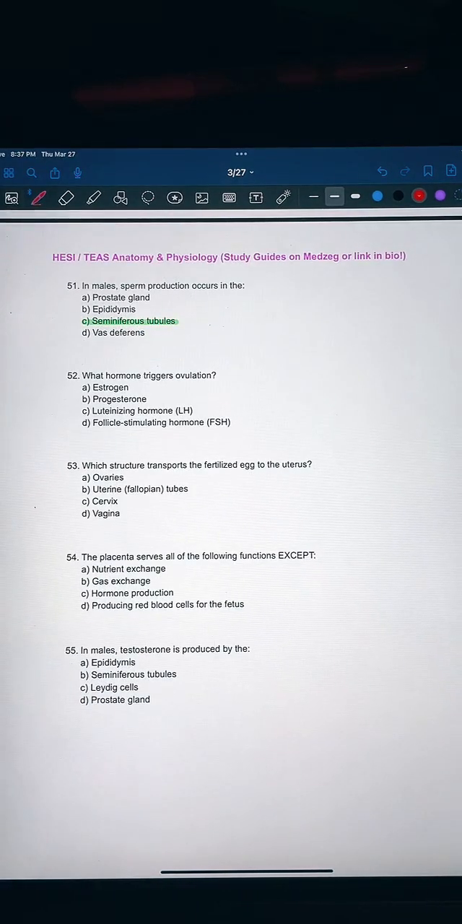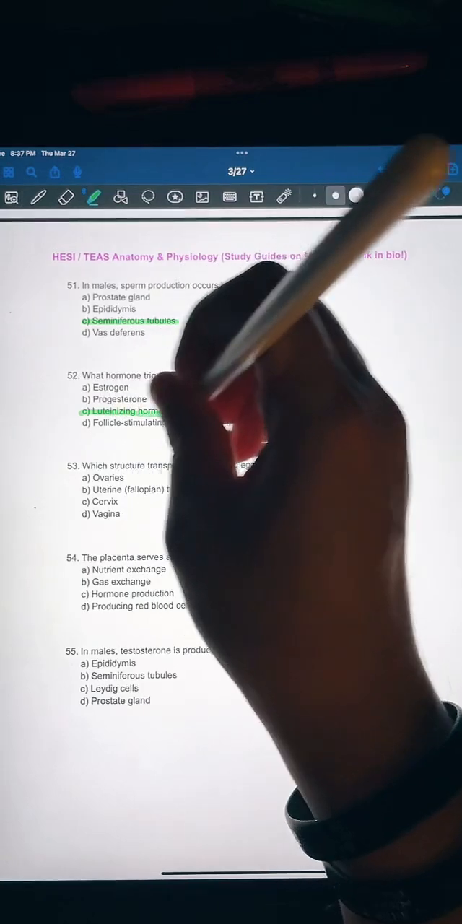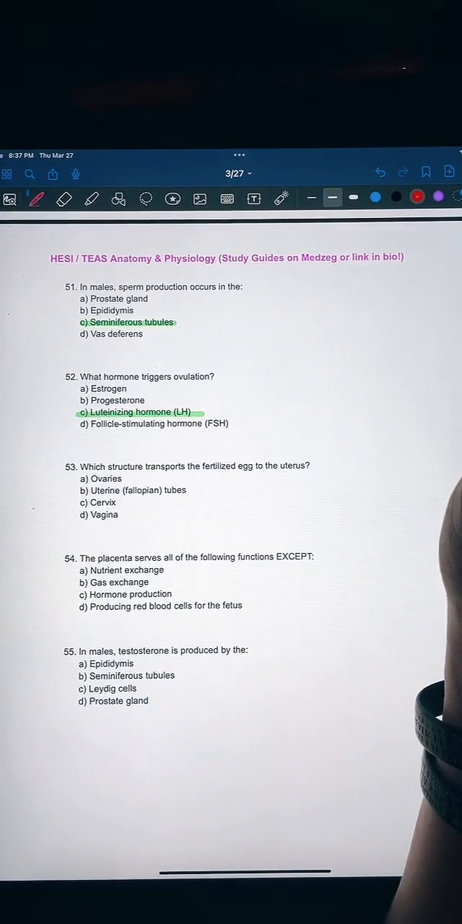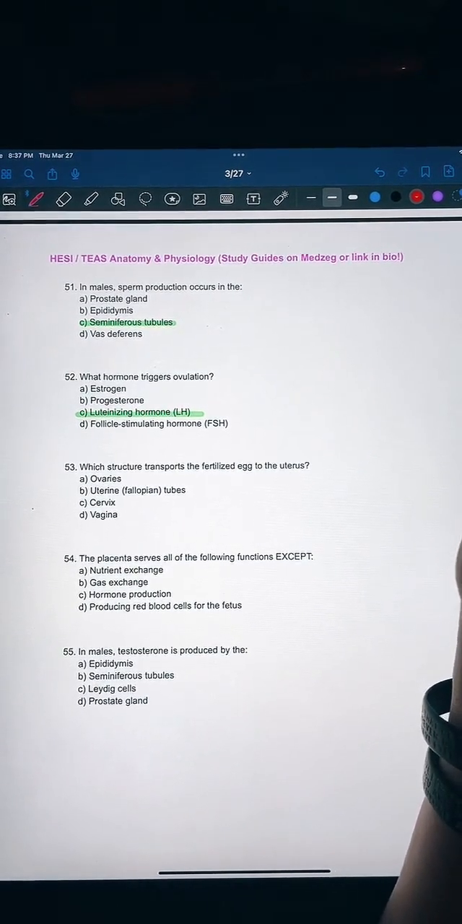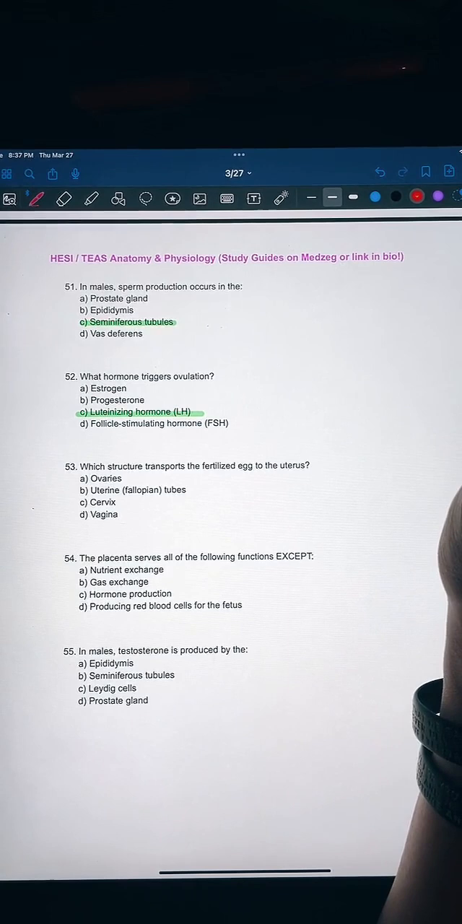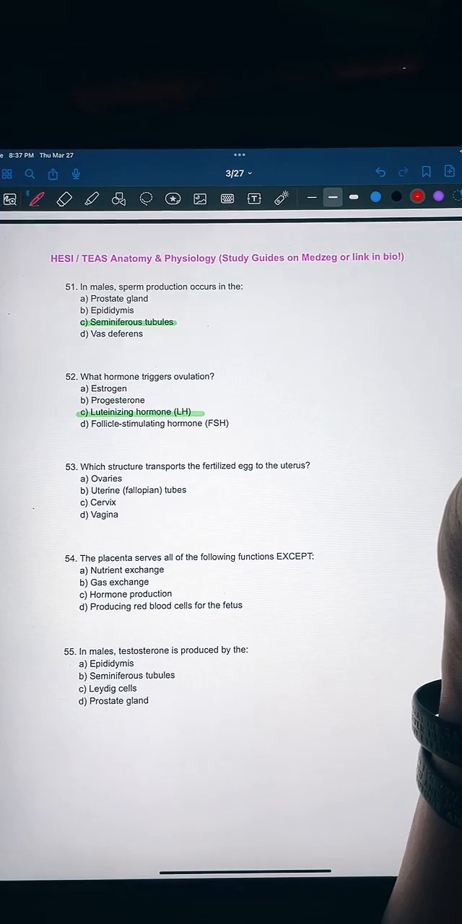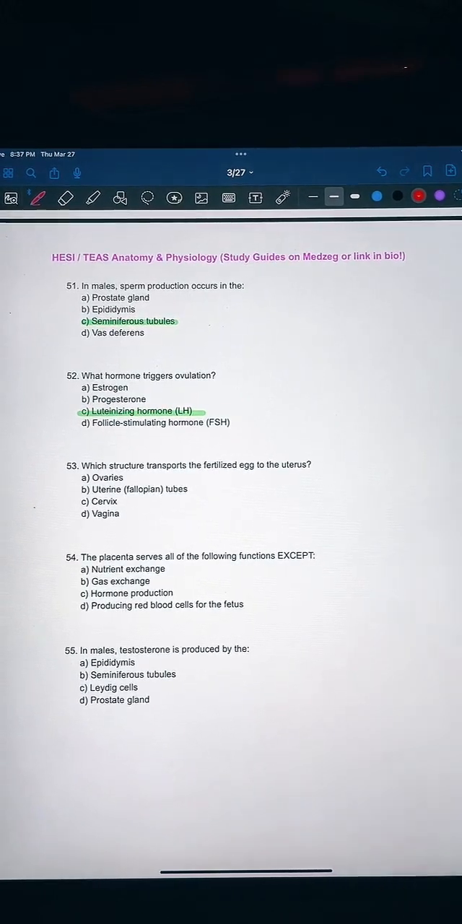52, which hormone triggers ovulation? You guys have been answering this one already, but the answer here is going to be C. It is luteinizing hormone. Luteinizing hormone triggers ovulation, which is the release of the egg from the ovary. Estrogen is going to help regulate our menstrual cycle, and it's going to promote follicle growth, but it does not directly cause ovulation. Keyword directly. Progesterone maintains the uterine lining after ovulation, but it does not trigger ovulation. Essentially, it's going to prepare us for pregnancy. And follicle-stimulating hormone is going to stimulate follicle development, but does not trigger ovulation.